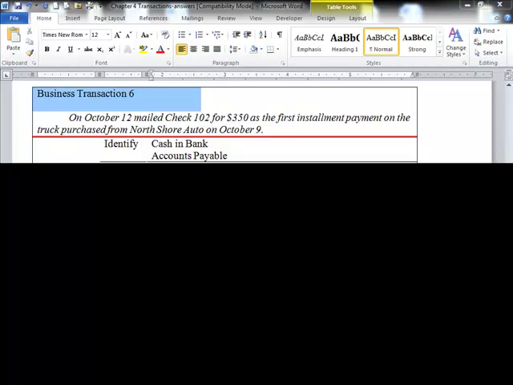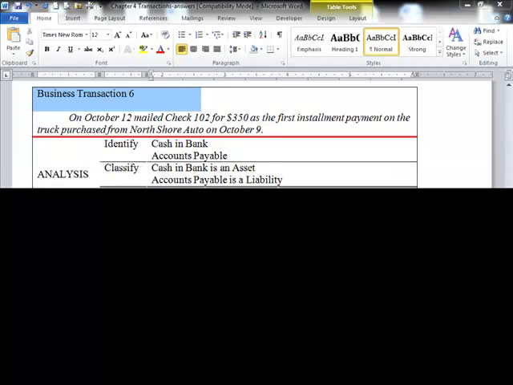We need to classify those two accounts. We know by now cash and bank is an asset, and accounts payable to the North Shore Auto Company is a liability. So you'll see I simply placed those in the classify section.